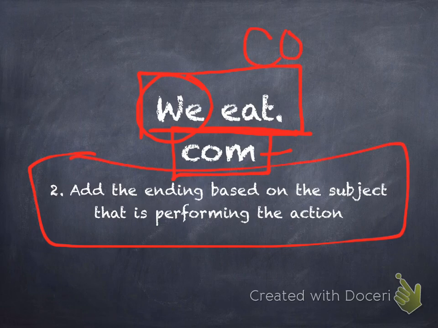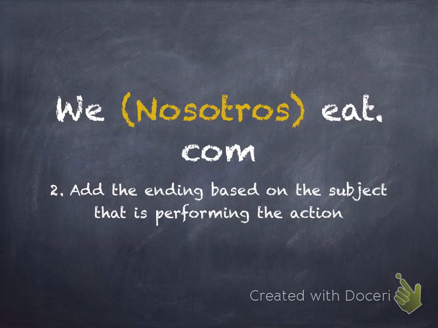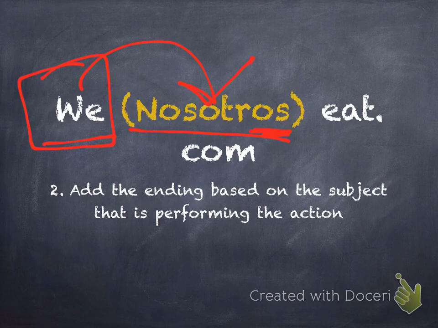Remember, comer is an ER ending verb. And remember, with ER, IR, what are the only 2 forms that are different? Nosotros and vosotros, right? So let's take a look. We becomes nosotros. Remember, it's the os and not the as because we don't know who's in this group. And so if we don't know who's in the group, we must assume that it's masculine. So we have nosotros. So now we have our subject. Okay, well that's one of the subjects that changes, right, between the ER and IR. All right, so we know that.